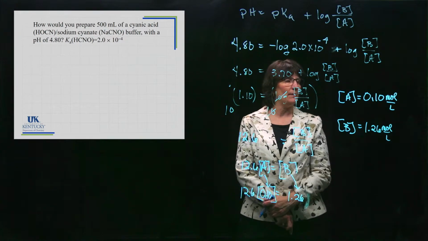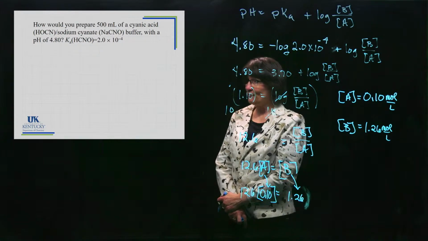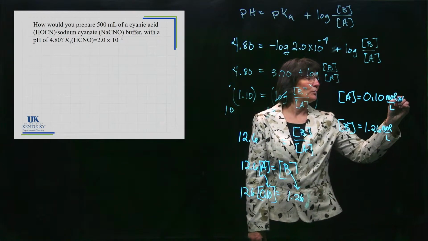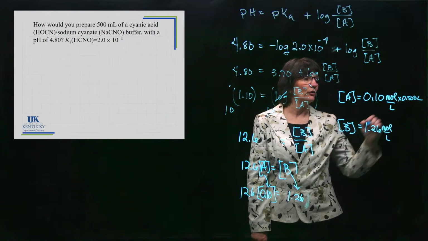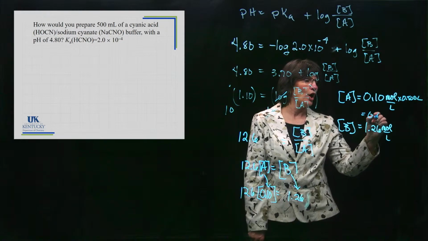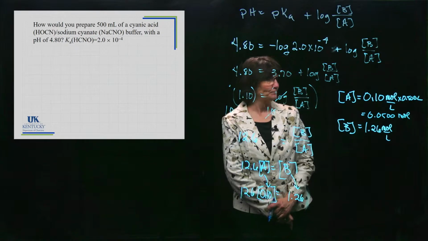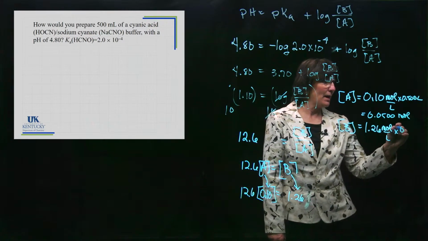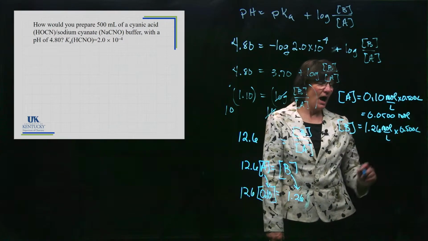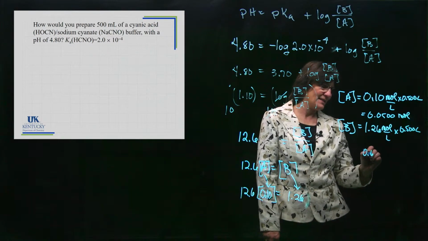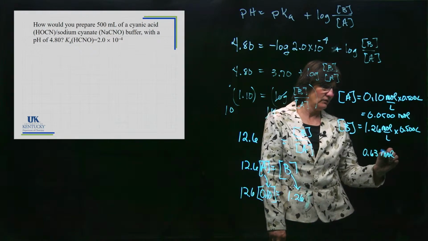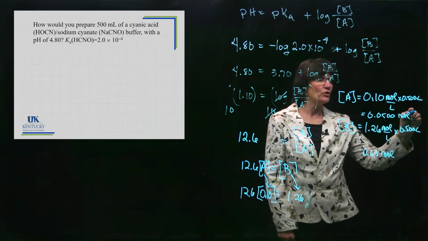Well, I need to figure out how many moles I need. I'm making 500 milliliters, so if I multiply by 0.5 liters, I'm going to have 0.05 moles of this, okay? And if I multiply by 0.5 liters, I'm going to have 0.63 moles of this. And this is my A, which was the acid.